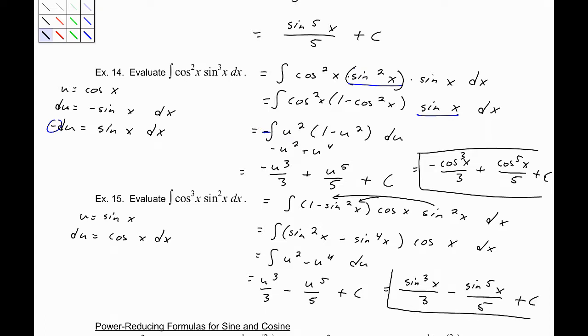And you might notice some similarities between these two problems. One with sine, one with cosine. The signs are the only thing that's different. No pun intended. The positive and negativeness of each one of those is the only difference there.